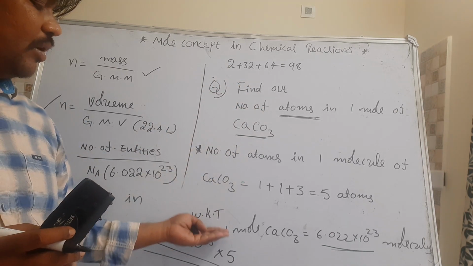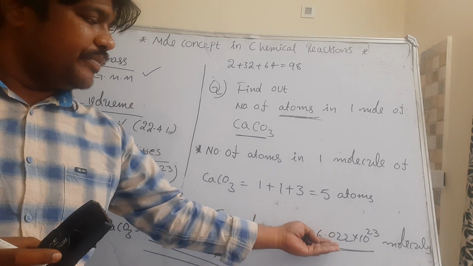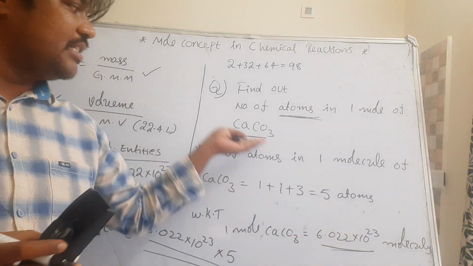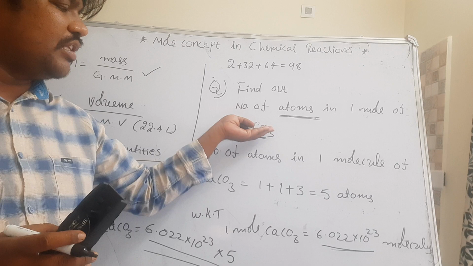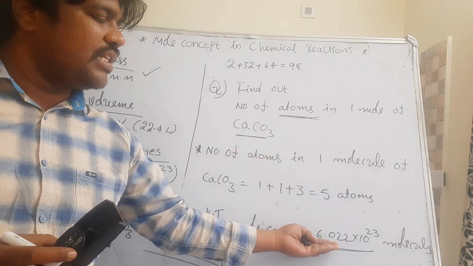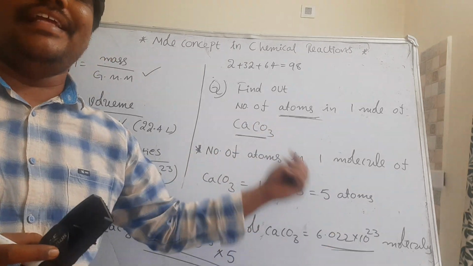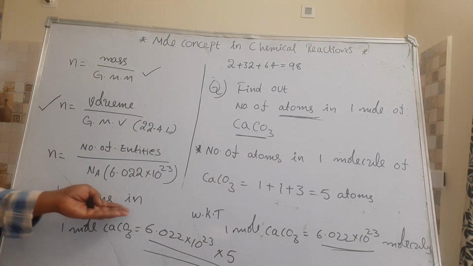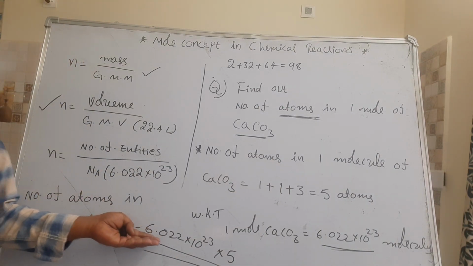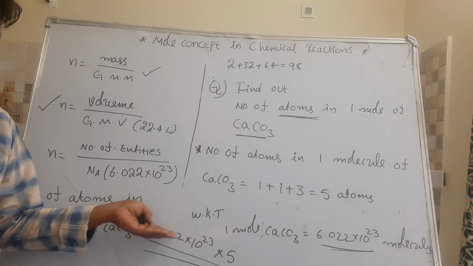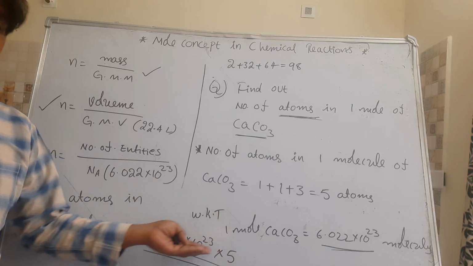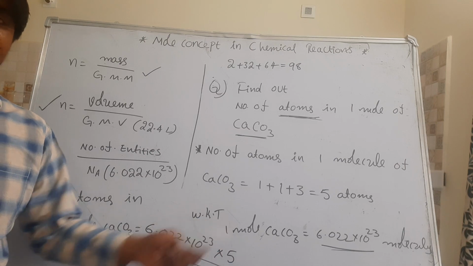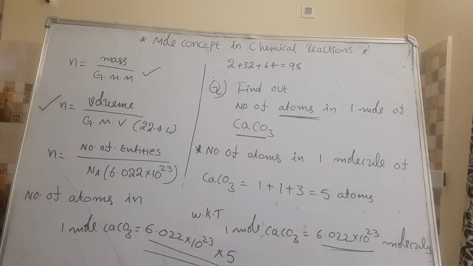In any 1 mole of a substance, this much of molecules will be there. Here this is a molecule, right? 1 mole of CaCO3 means I've got that number of CaCO3 molecules. But each molecule has 5 atoms. So the number of atoms in 1 mole of CaCO3 is equal to the number of molecules, and each one is with 5 atoms, so multiplied with 5, you will get the number of atoms in 1 mole of CaCO3.